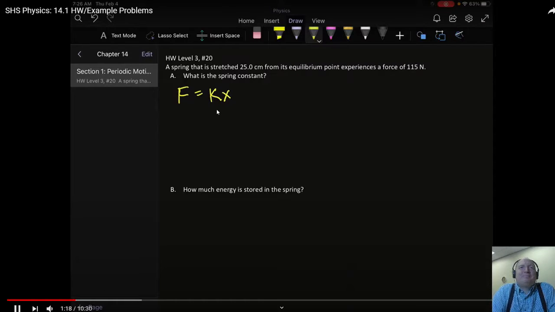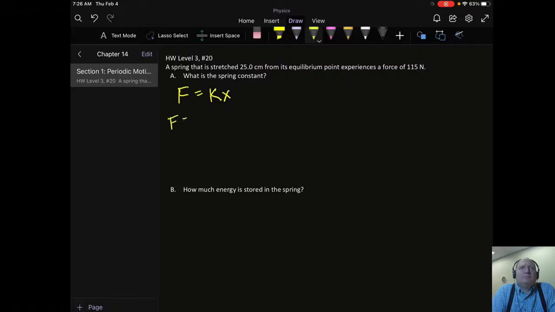And so if we write down what we know here, we seem to know that the force that the spring is experiencing is 115 newtons. And we also seem to know that the spring was displaced 25 centimeters from equilibrium. Now, here's the problem. We need these to be in meters. So to transfer centimeters to meters, we're going to take this decimal point and we're going to move it to the left twice, because centi is 100, which has 2 zeros. Love it. So 25 centimeters is the same thing as 0.25 meters.